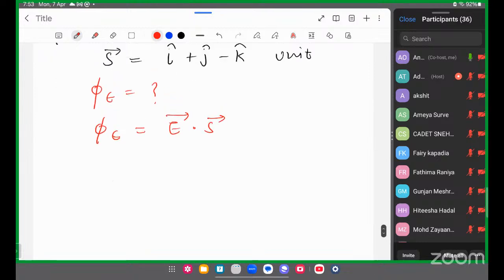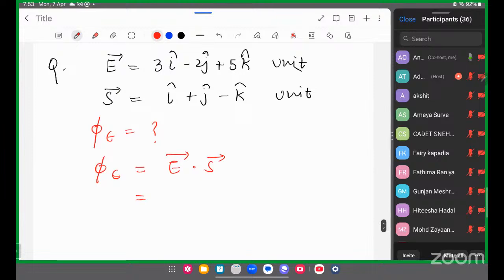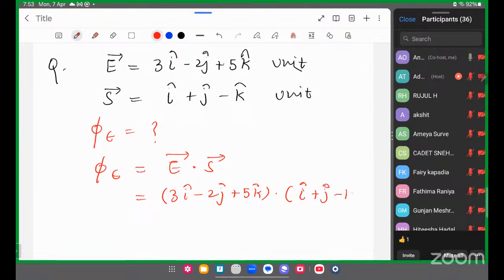So do you know how to dot two vectors? Yes or no? Do you know how to dot two vectors? Yes. Yes, sir.